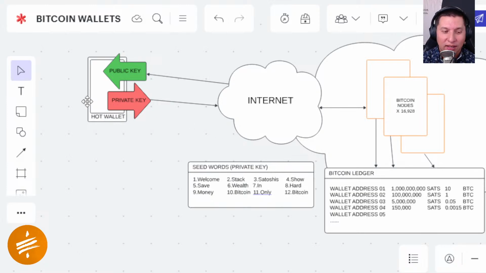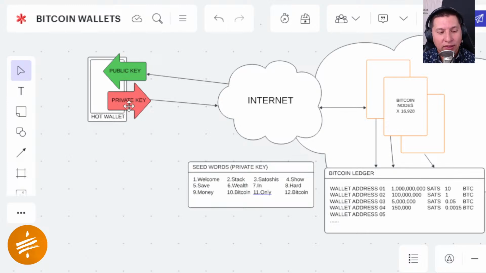Or even worse, let's say this hot wallet lives on your computer, in a browser, and your computer gets hacked. The culprit that hacked your computer can remotely push himself your Bitcoin because your signing phrase lives on that hot wallet. That's the danger of keeping your seed phrase or your private key on a hot wallet.